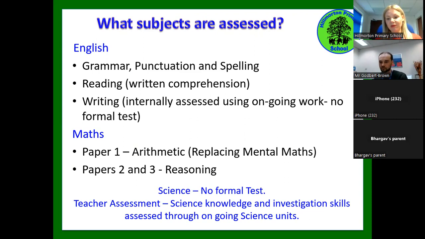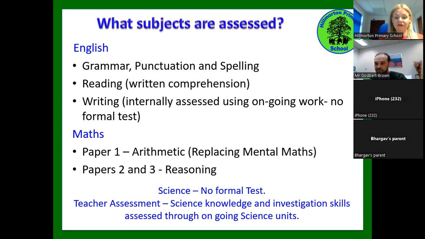Paper 1 is arithmetic, and we'll show examples of that. There used to be a mental maths test where you had questions read aloud on, I was about to say cassette, which really shows my age, or a CD, but that got replaced with an arithmetic paper. Then papers 2 and 3 are the reasoning papers, and we'll show some examples of that. But because of the amount of content for maths, it's split into 3 papers.